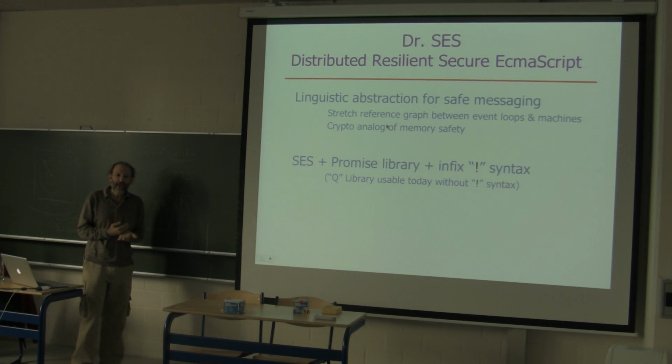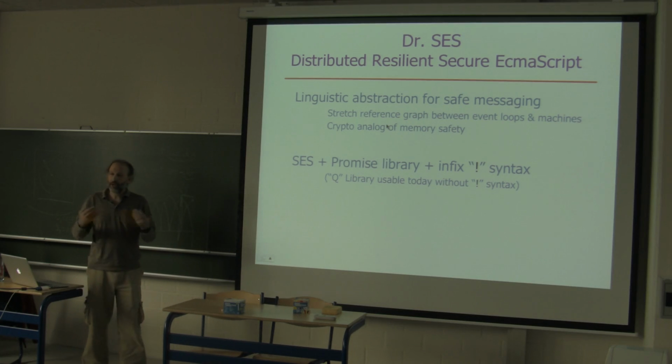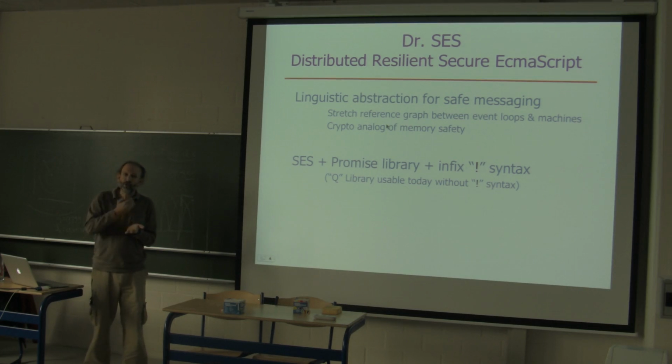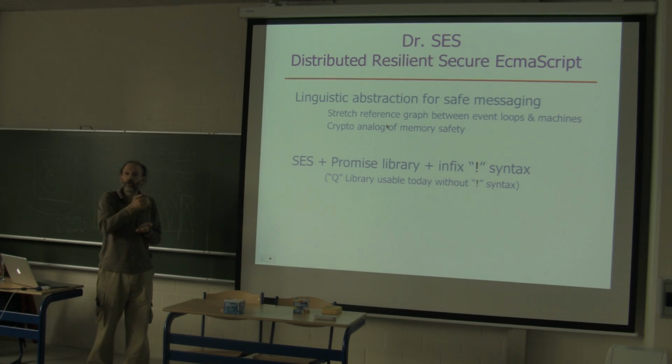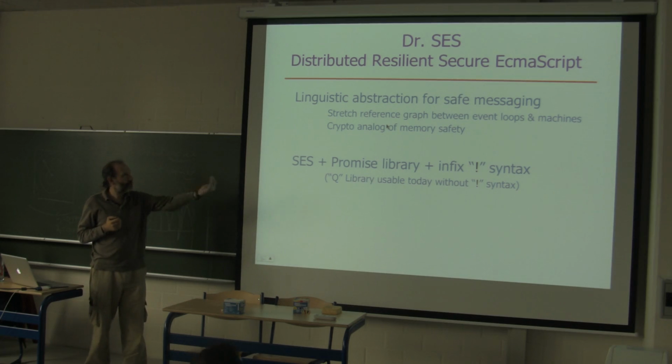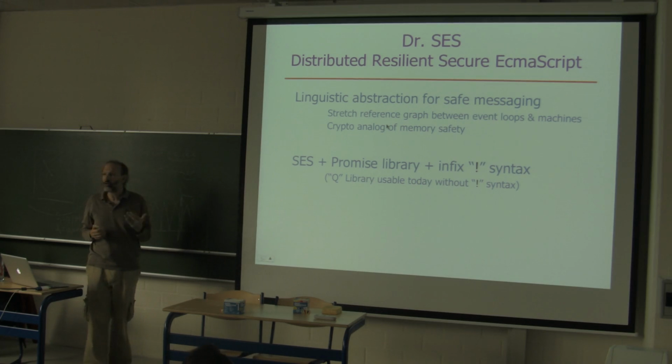So the next step in extending out onto the network is the one you saw diagrammed earlier: how do you address objects on remote machines, but have this addressing be constrained according to an analog of the memory safety constraints that you've already seen, the unforgeable pointer constraints. So we wanted to stretch the reference graph cryptographically between machines, because most suspicion is suspicion not of code running on my machine, but suspicion of code running on other machines.